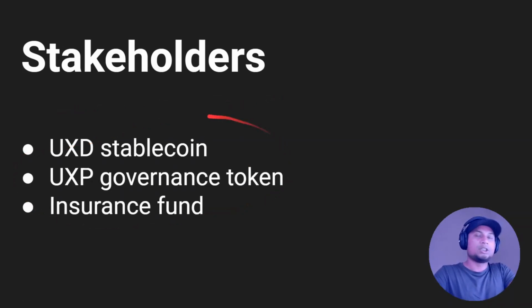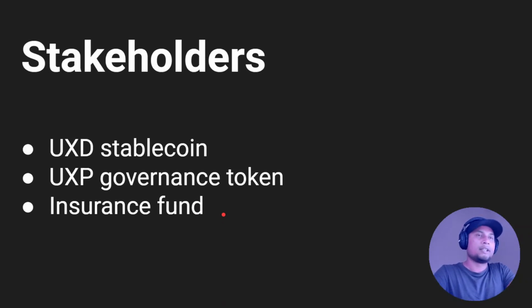Who are the participants within the protocol itself? So, of course, you have the UXD stablecoin holders. You have the governance token, which is called UXP, and these are participants who create or direct how they want this protocol to progress, or decide on certain things, basically the community. And there's also the insurance fund.